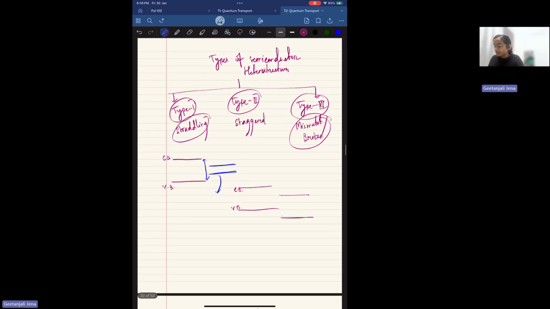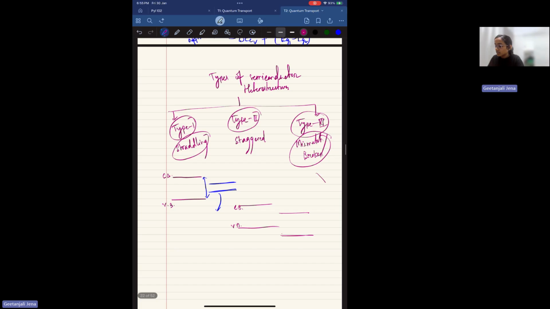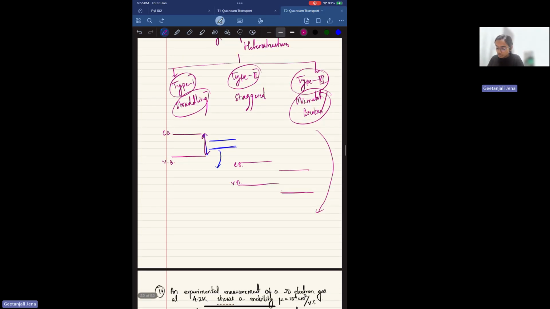For type 3, neither the conduction band nor the valence band of the other type of semiconductor is lying within this region. They both will move outside this region. So in that case, we say this is a type 3 semiconductor heterostructure.